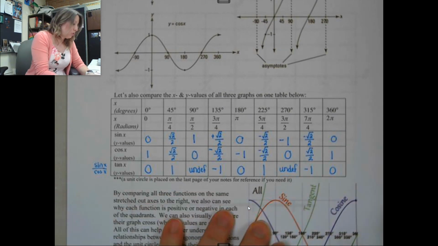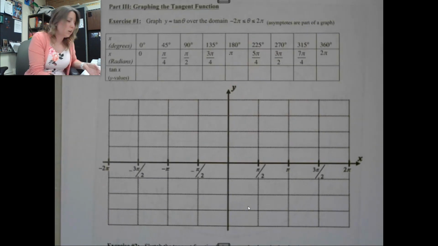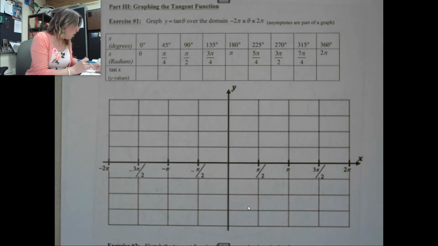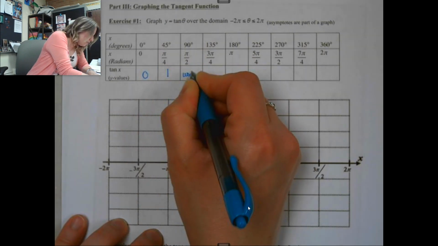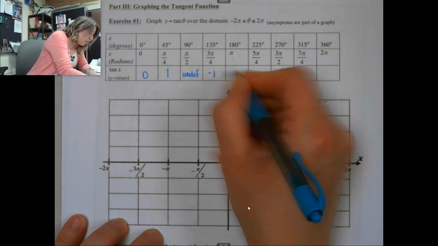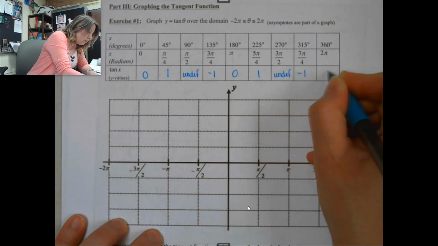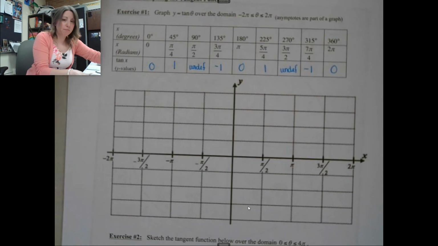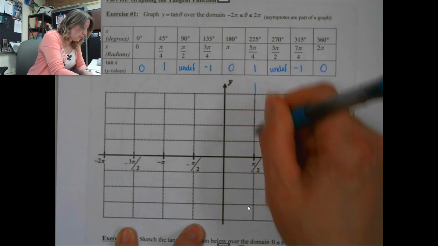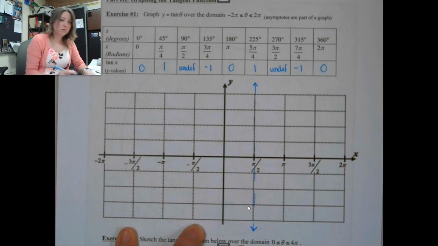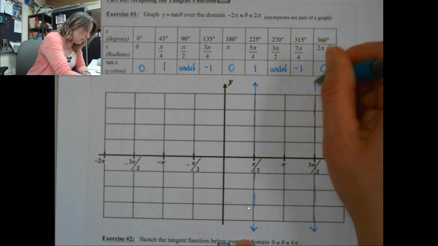So let's graph that. I'm just going to take those tangent values that I just put on here. That's all I'm going to copy over. So 0, 1, undefined, -1, 0, 1, undefined, -1, 0. Back up. Okay, you ready? Remember that 90 degrees is an asymptote, so let's get that vertical asymptote right in there. And that 270 is an asymptote, so let's get that vertical asymptote right in there.